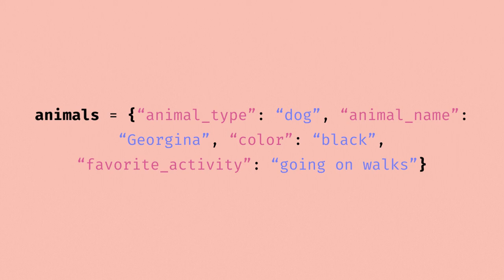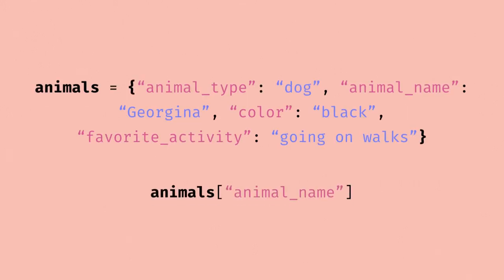Let's use the same syntax that we used before. So here I am specifying that I want Python to look for the variable called animals, which we know stores our dictionary. And I want specifically to access the value associated with the key animal name. This produces Georgina, which is the value associated with animal name. Okay, wonderful. Great review of what we just went over.